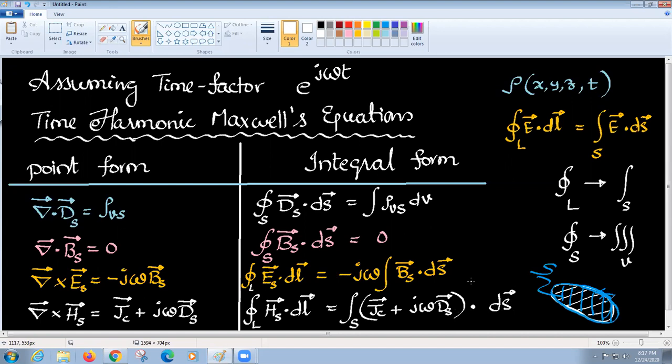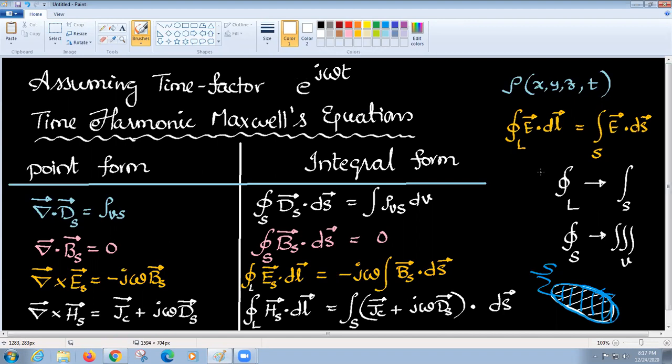We assume the time factor as e power j omega t. If you want, you can also assume the time factor e power negative j omega t. That means wherever you have j, just replace j by negative j in the equations for the other time factor, e power negative j omega t. So anyway, this is the end of the lecture. I hope you understood everything about time harmonic fields, or time harmonic functions.